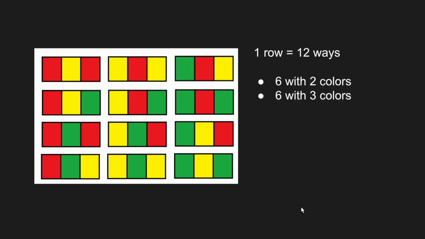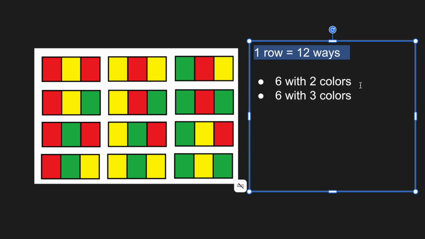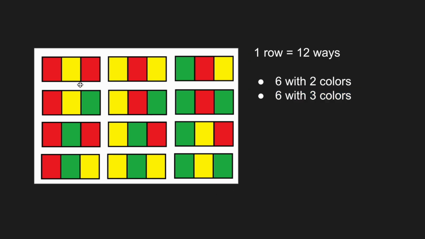So for this problem, we know that if there's only one row, there will be 12 ways. And if we take a closer look, there will be 6 ways with 2 colors and 6 ways with 3 colors. So the 2 colors will be 1, 2, 3, 4, 5, 6. And the ways with 3 colors would be 1, 2, 3, 4, 5, 6.